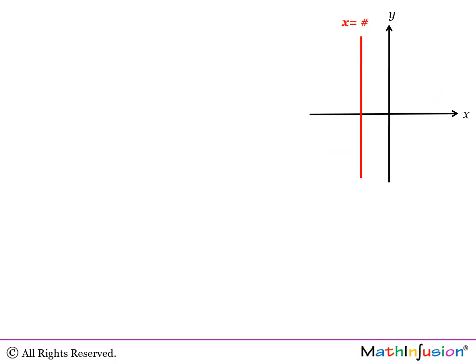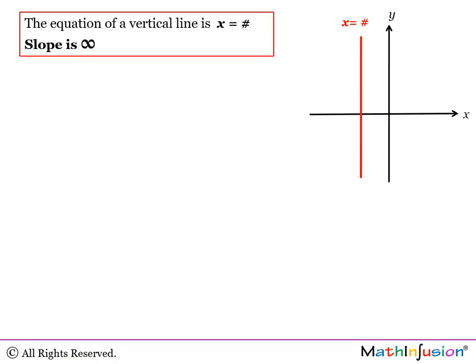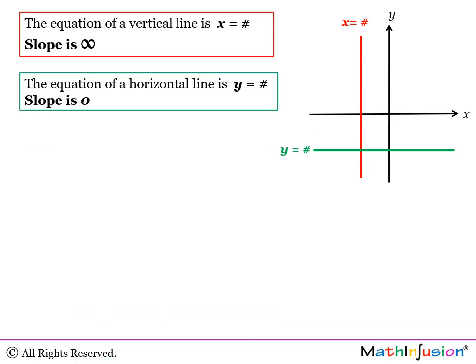Here is a very special line. The equation of this line, you can see it's a vertical line, is x equals a number. The equation of a vertical line is x equals a number. We are going now to say that the slope is infinite. This is a horizontal line. The equation is going now to be y equals a number, and the slope of this is a clear-cut 0.